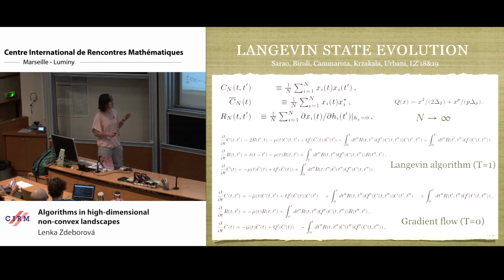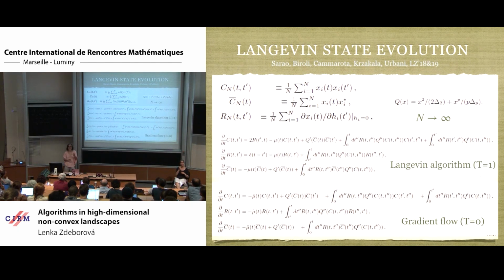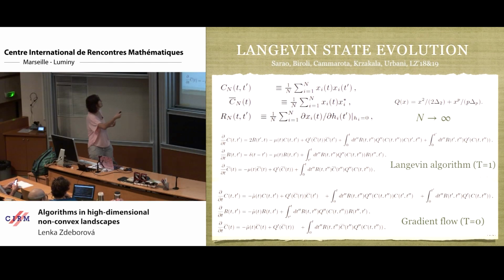So this is a set of integral differential equations that are describing, in a closed form when n is infinity, the properties of the gradient flow and the Langevin algorithm in terms of three quantities. The most natural one is the C bar, which is the correlation with the ground truth. That's what you care about. That's the correlation the algorithm gets at time t.